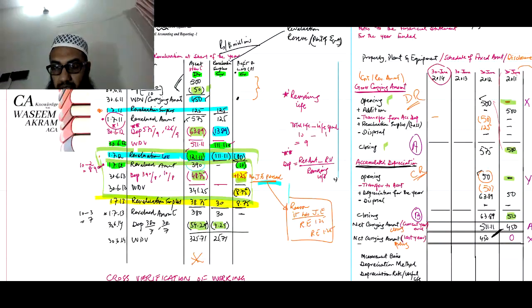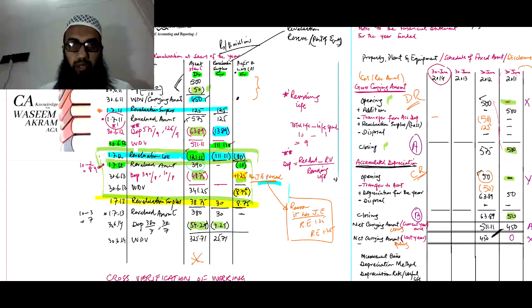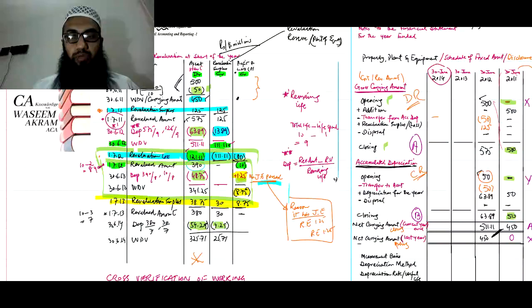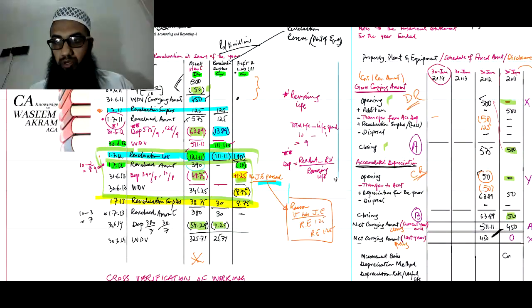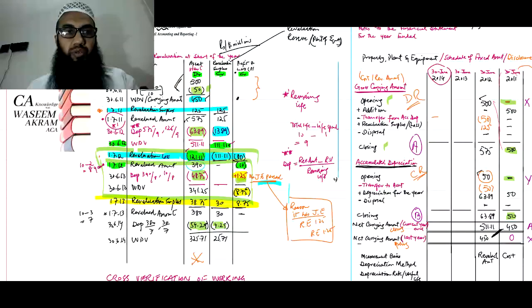So now here is some difference on measurement basis. Now I discuss the measurement basis. Measurement basis is basically one thing: whether the asset is on cost or on revalued amount. Whether your asset is running on cost or on revalued amount, on which date? On the year end date, 30 June. So on 30th June 11, it was on cost. On 30th June 12, it was on revalued amount, or revaluation only.